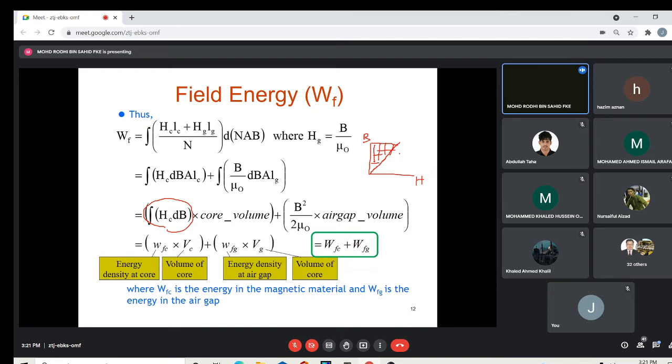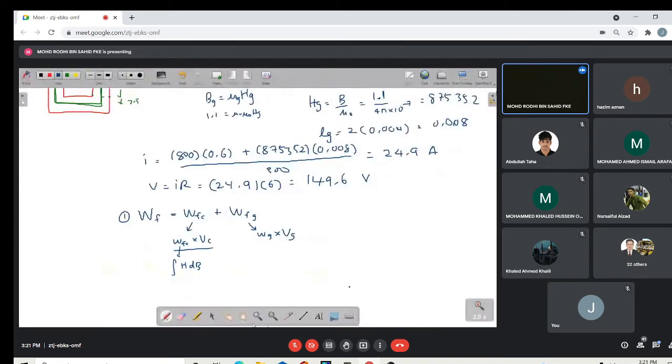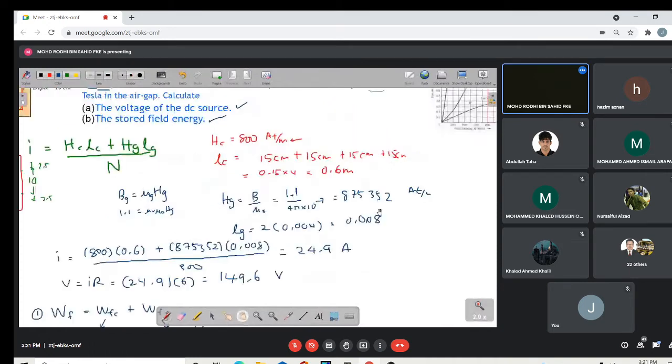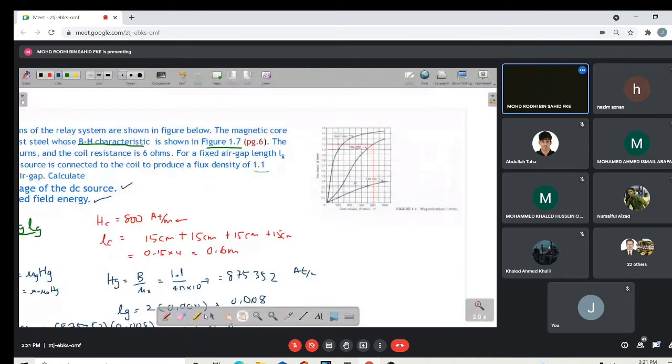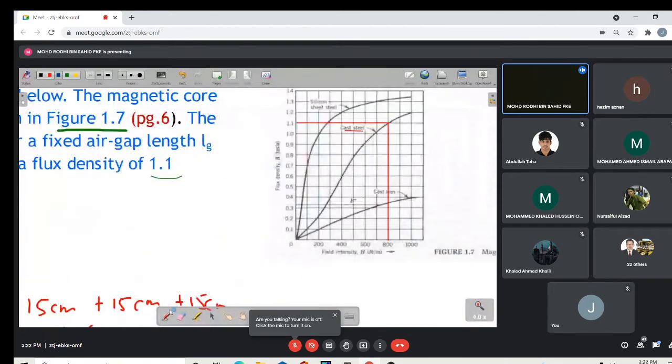Okay, so if you look back at the question and we go back to our BH curve here, how can we find that energy density at the core based on this BH curve? It is actually this area, correct? It should be this area. So how to get this? One of the simplest ways is to get the approximation of this area.